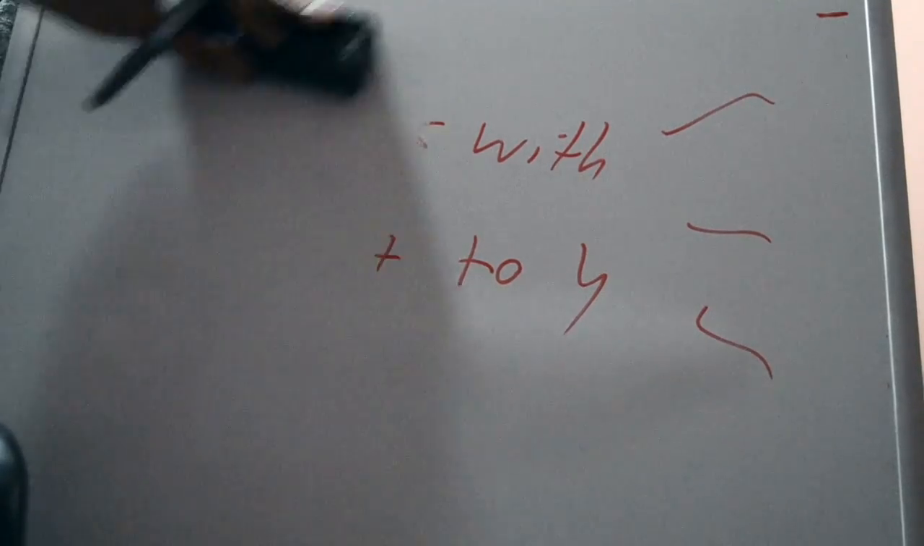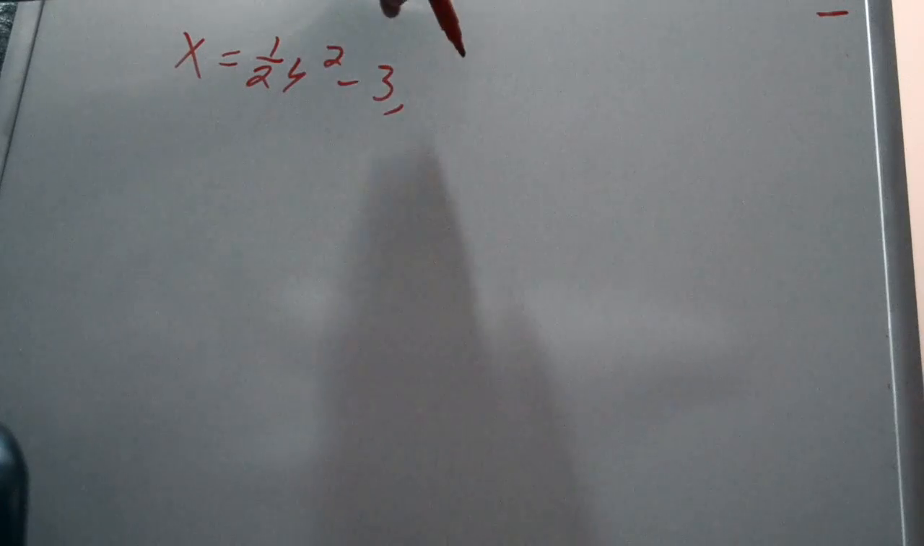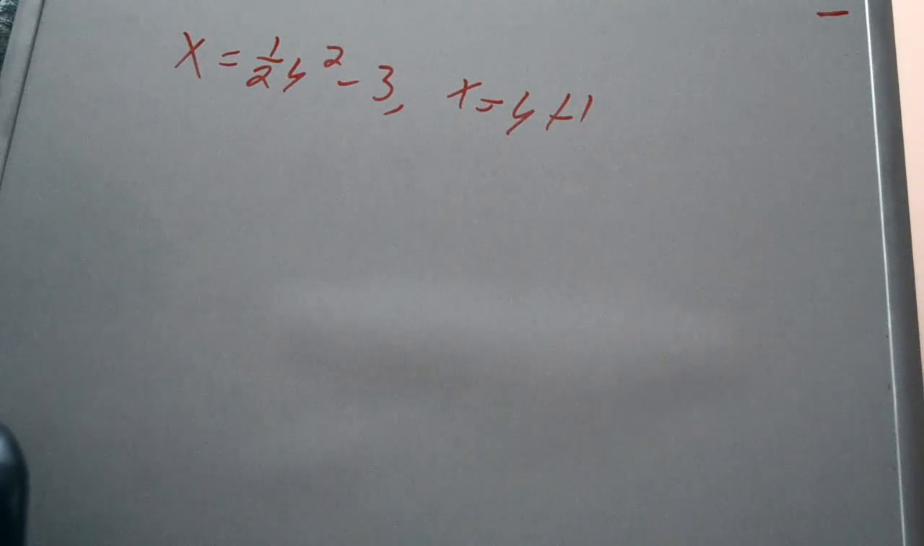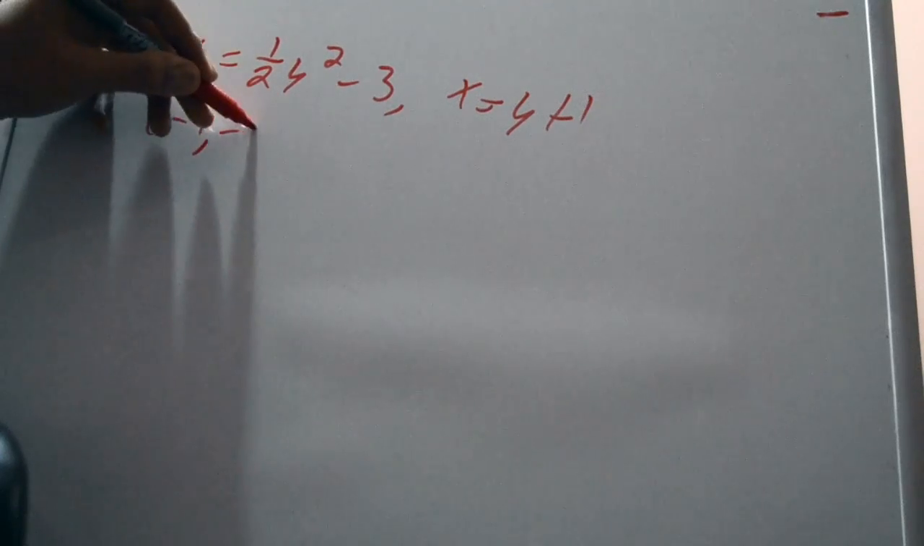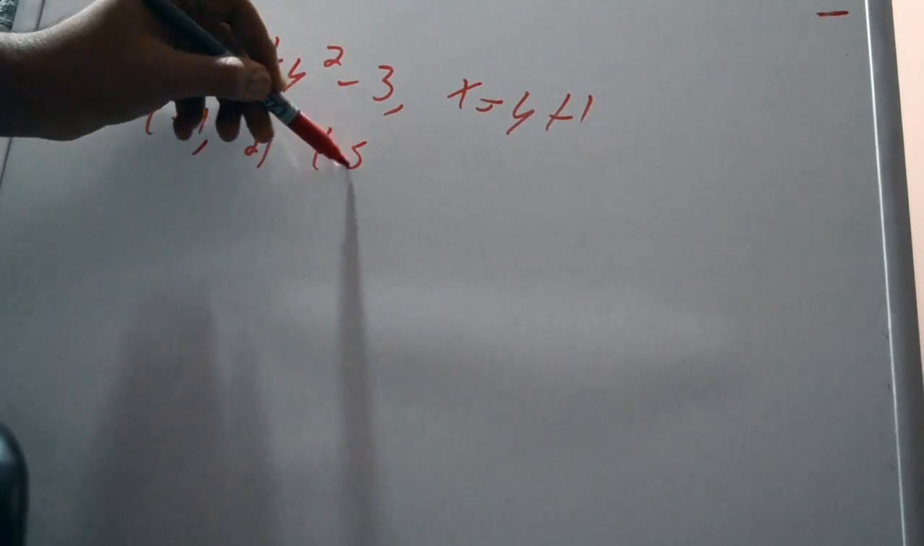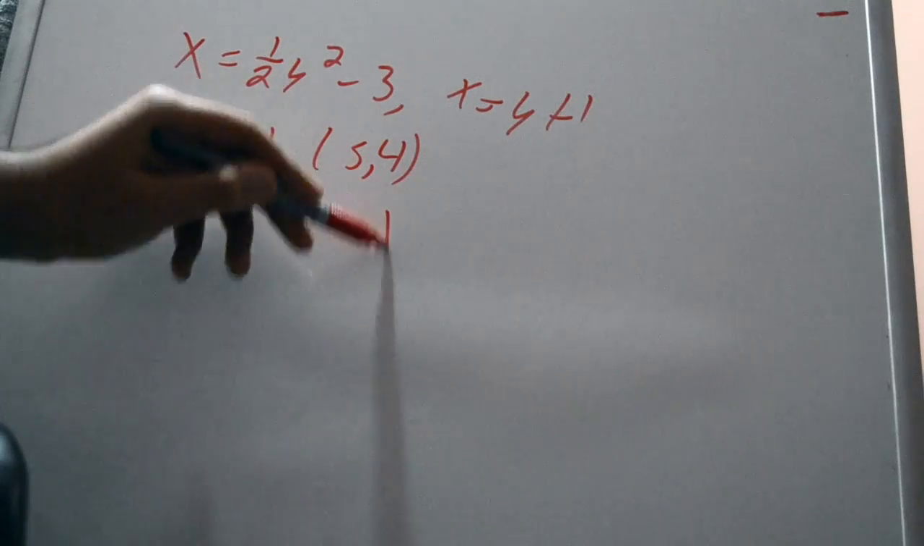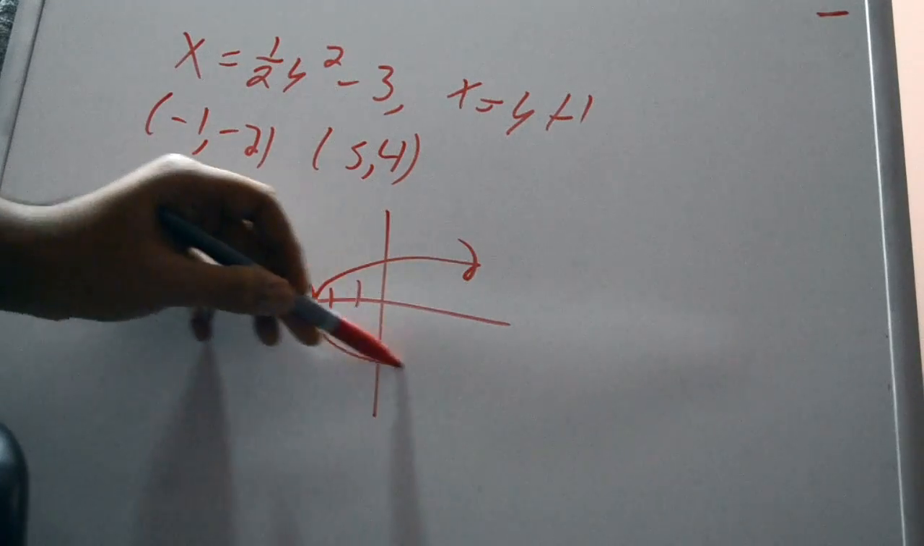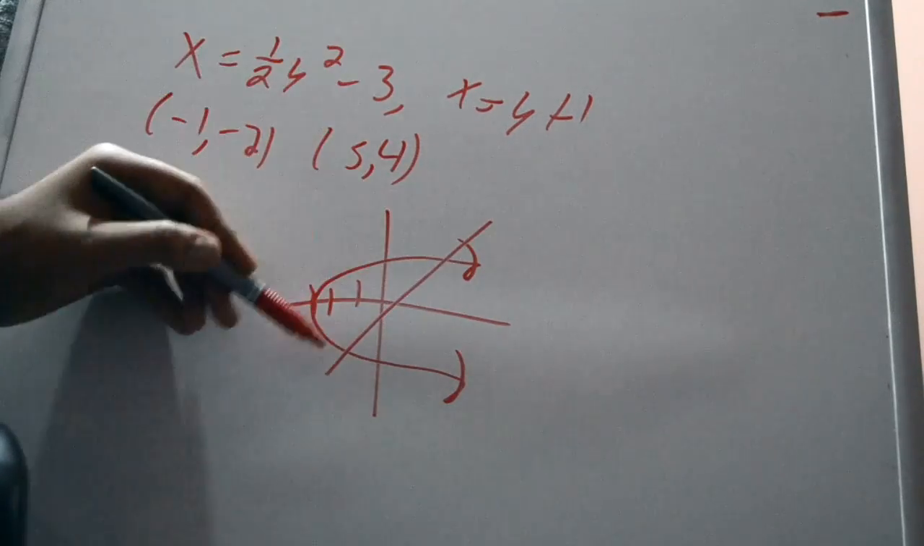In the last video we did areas with respect to x. We will set the equations from last time. We will just use those. x equals 1/2 y squared minus 3 and x equals y plus 1. And when we set them equal to one another, we realized that the functions intersect at (-1, -2) and (5, 4). So when we graph this out, we will get a parabola that opens leftwards, and we will get a line that intersects.